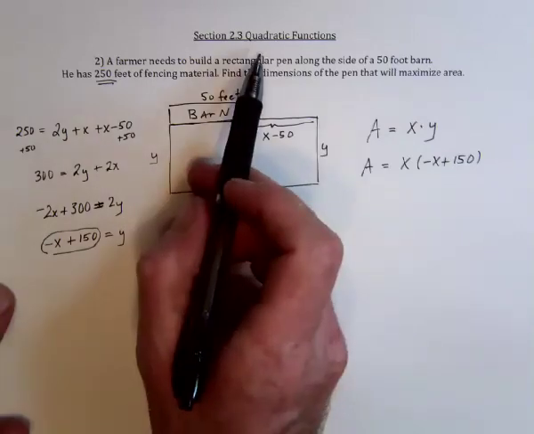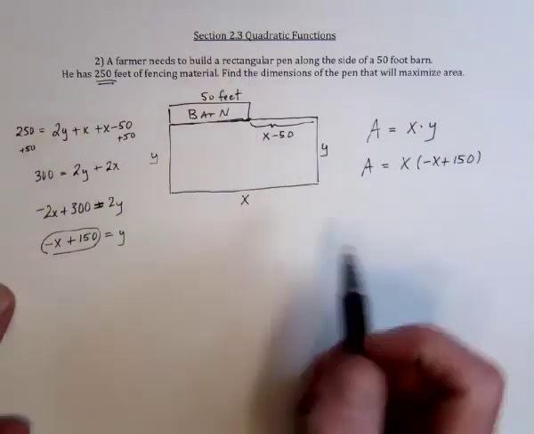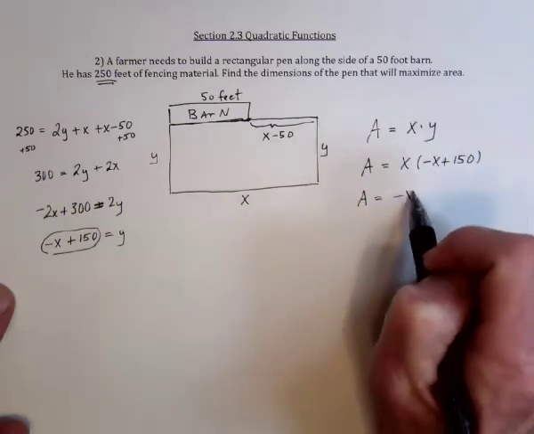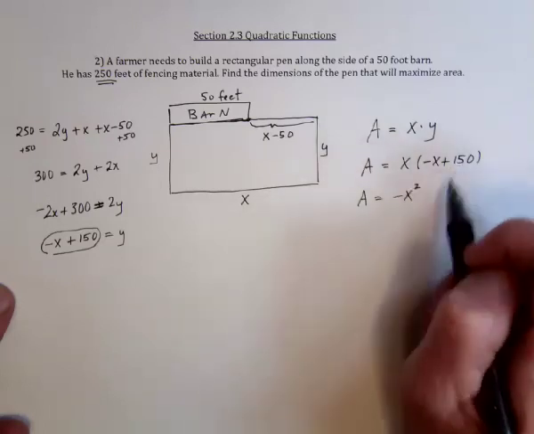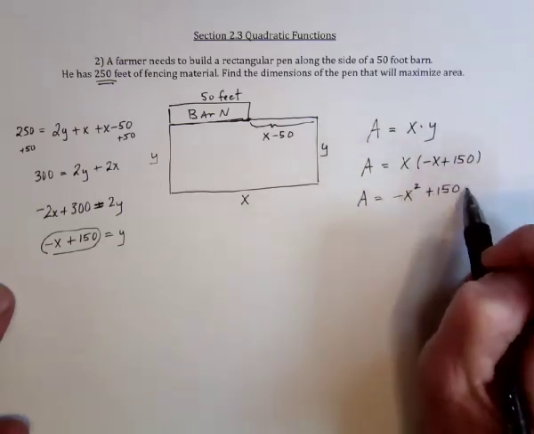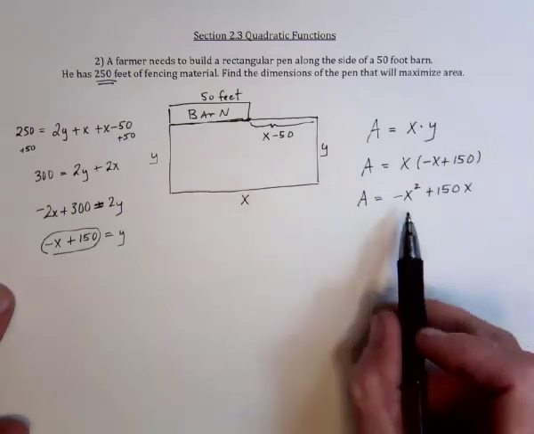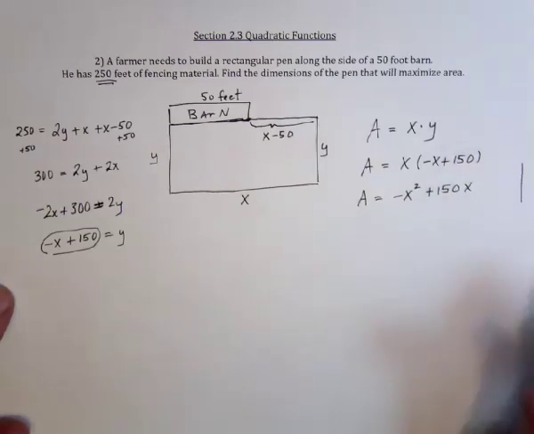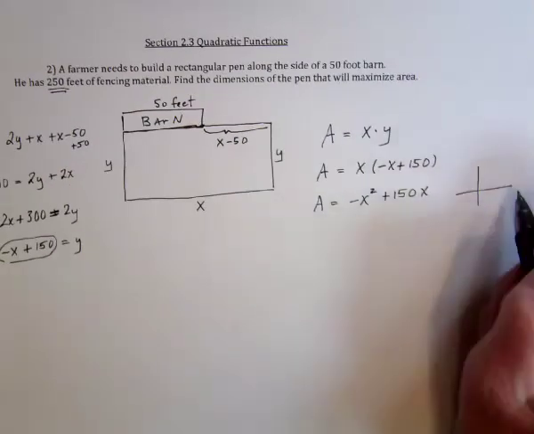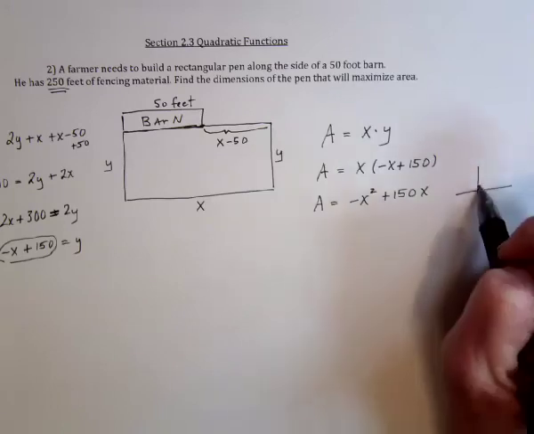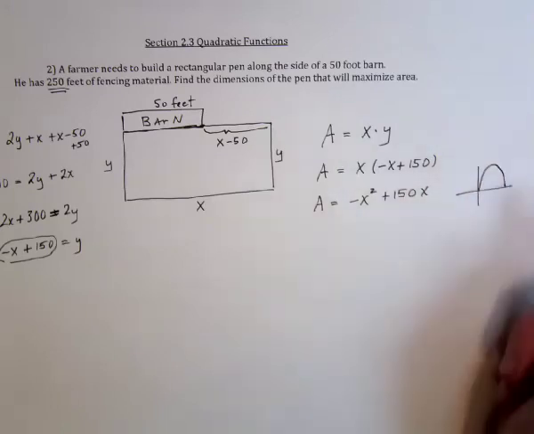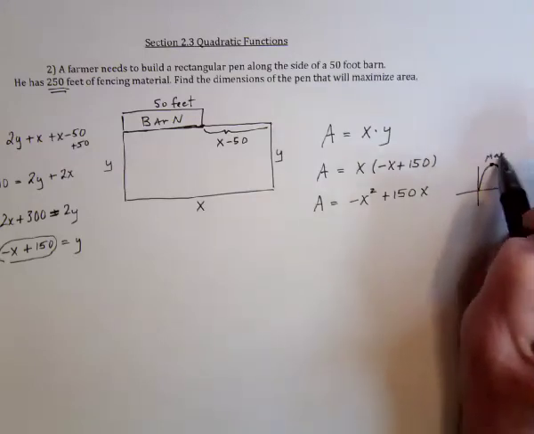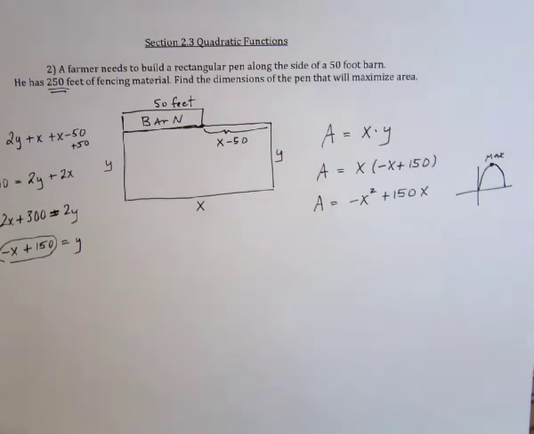And as I said, this should turn out to be a quadratic function. So it should have x squared. Distributing this x, we have negative x squared plus 150x. If I were to graph this, it would look like a parabola. Starting at the origin, it would go up and then back down. And the question asks for, where's the maximum? Well, that's the vertex.